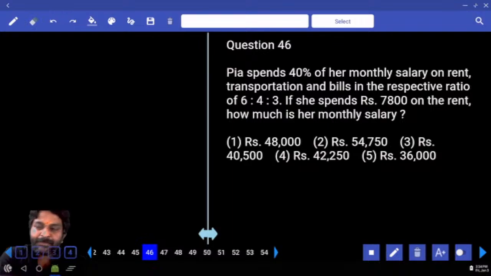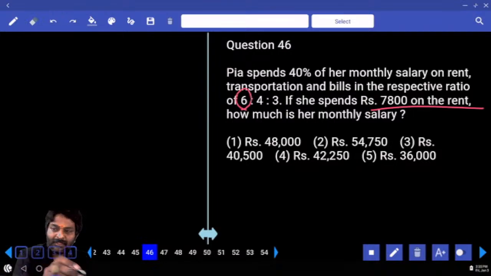Pi spends 40% of her monthly salary on rent, transportation, bills in the respective ratio 6:4:3. If she spends 7,800 on the rent, how much is her monthly salary? Okay, they are asking for the monthly salary. 7,800 is the amount spent on rent. How many parts is that? Then one part value is equal to 7,800 by 6.